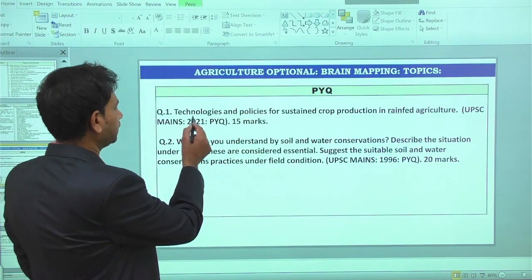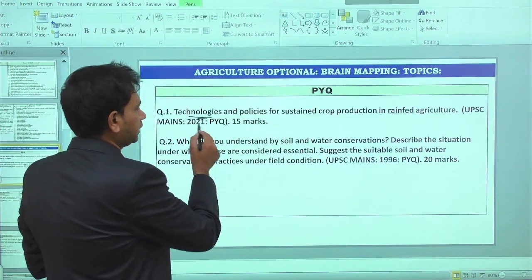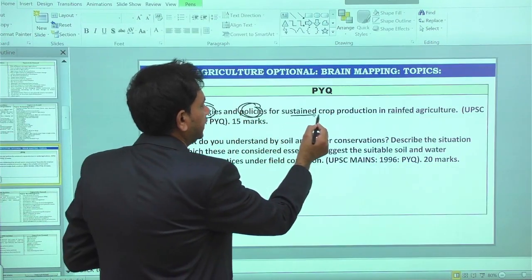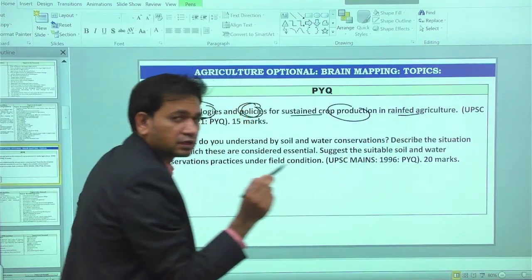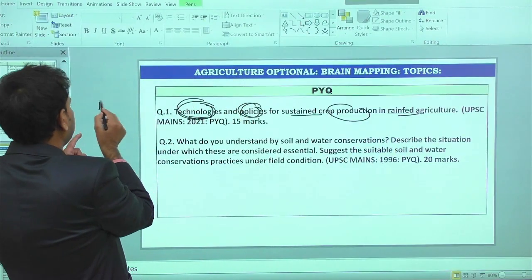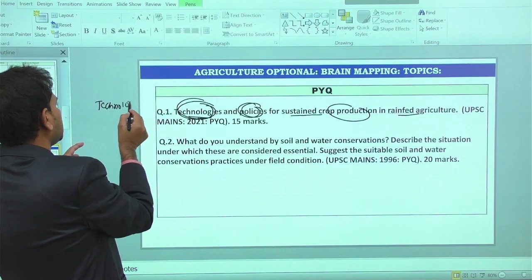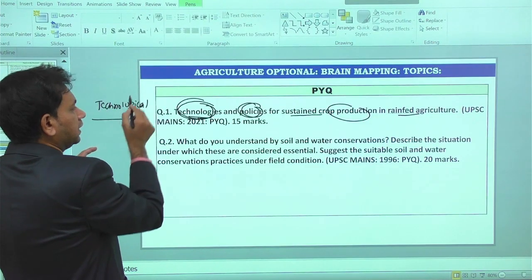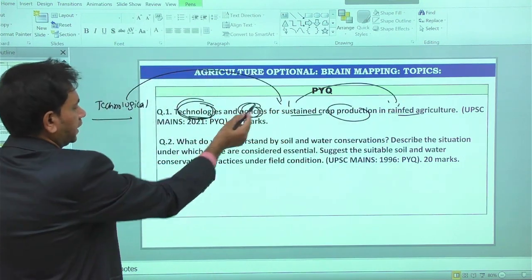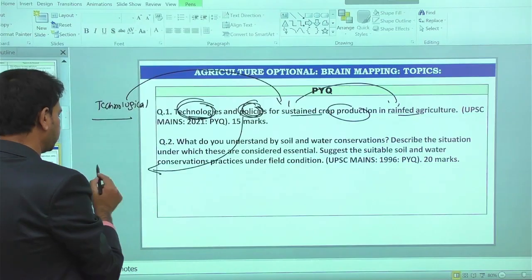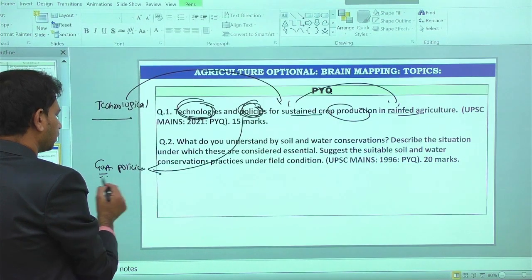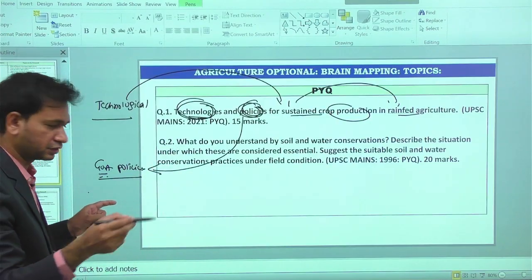So for example, in the previous field aspect, technologies and policies. There are two things we have, technologies and policies, for sustained production in the case of rainfed agriculture. So you need to explain both things in these cases. One is the technological practices that can lead to sustained production in rainfed agriculture. Another is that you need to bring in the government policies, especially to promote production in dryland agriculture.